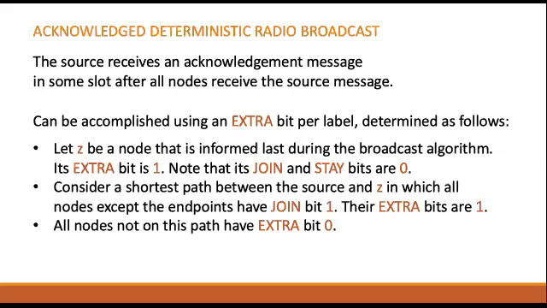Then choose a node Z that is informed last and set its extra bit to 1. Note that its join and stay bits are both 0. Next, choose some shortest path between the source and Z, in which the nodes in between the source and Z all have join bit 1. This is possible since the nodes with join bit 1 are the only nodes besides the source that transmit M. The extra bits of the nodes on this path are set to 1. The extra bits of all nodes not on this path are set to 0.